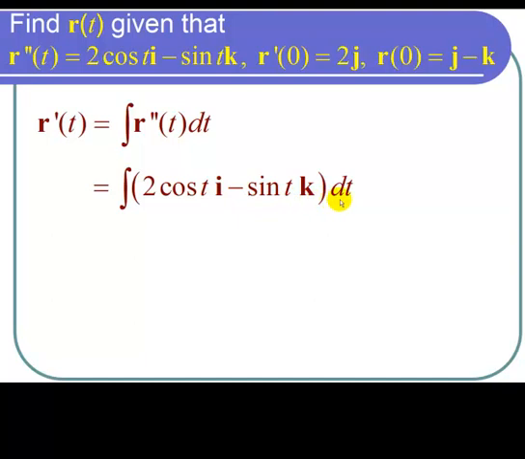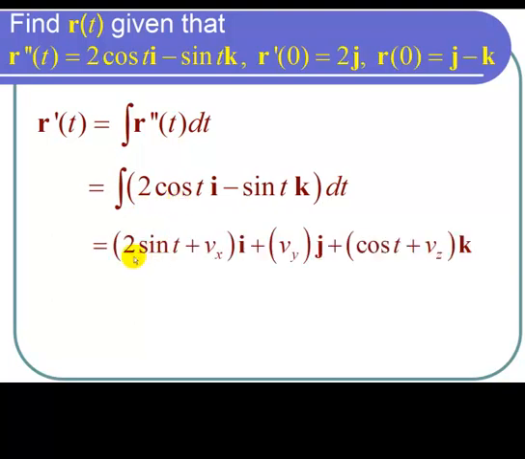So now I just integrate each component. The integral of 2 cosine of t is 2 sine of t plus some constant, which I'll call v sub x. Now there's a hidden j component, a 0j, and the integral of 0 is a constant, which I'll call v sub y, and then times j. And the integral of minus sine of t is the cosine of t plus a constant, which I call v sub z, and then times k.